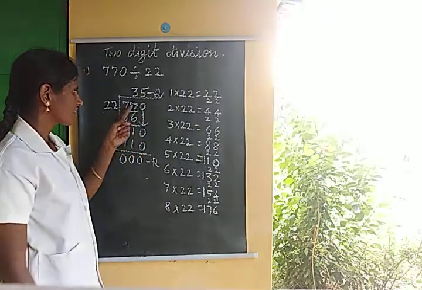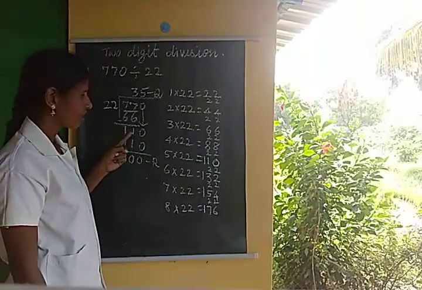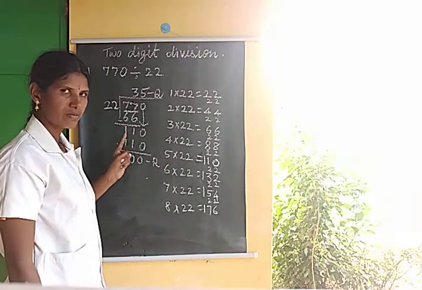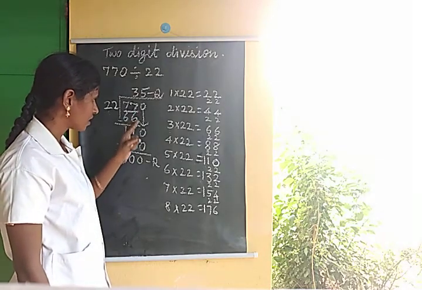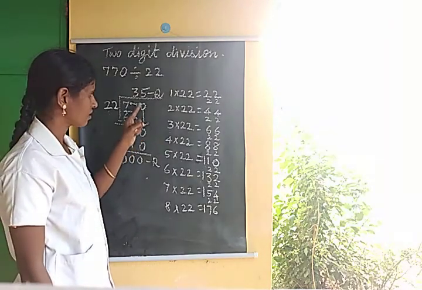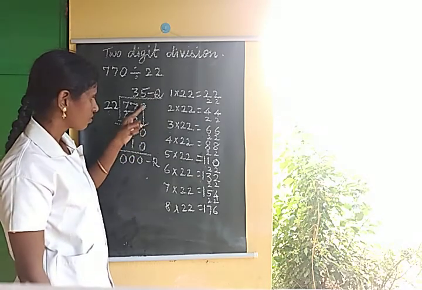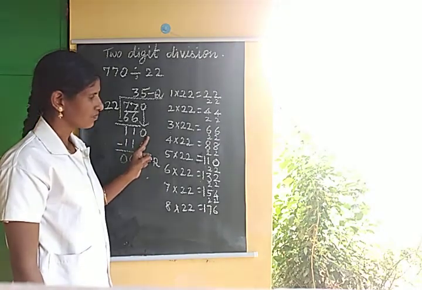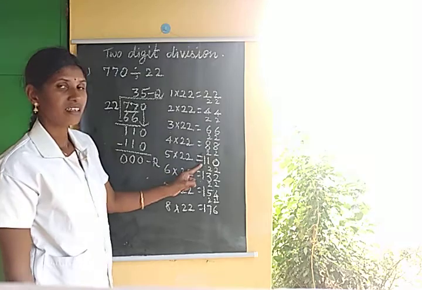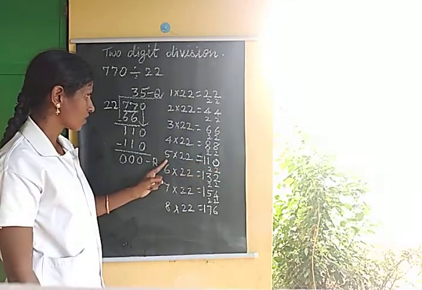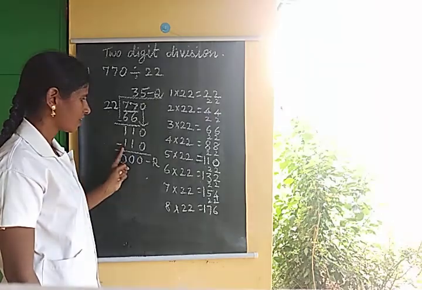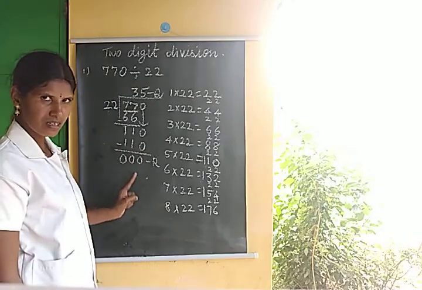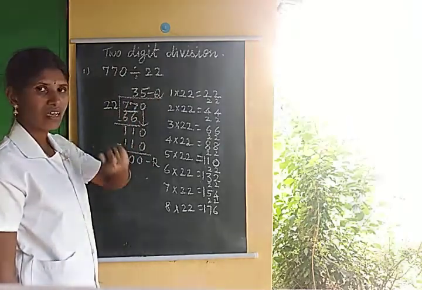Then subtraction. 7 minus 6, 1. When you are doing subtraction, you have to write very carefully. Then we finished only 2 digits. Third digit is there. What is that third number? 0. Put an arrow mark and then write 0. Now what is this number? 110. 110 is there in the answer. Yes. How many times? 5 times. So 5 22s are 110. Then subtract. We get this remainder. That is 0 is the remainder and 35 is the quotient.